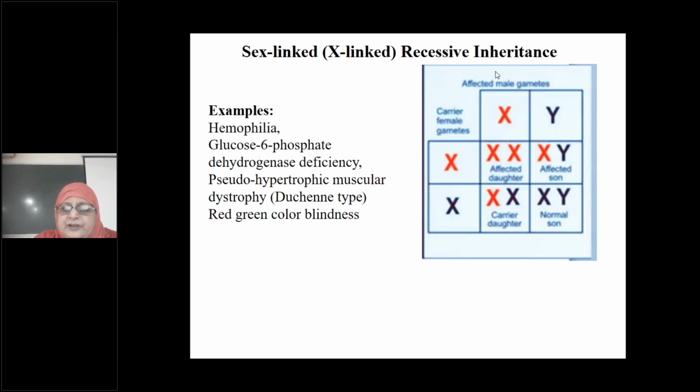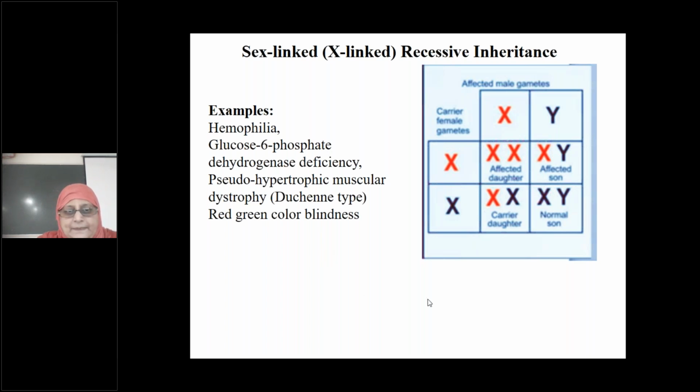Then suppose the male is affected and the female is a carrier, then the possibilities are one daughter will be affected, one daughter will be a carrier, one son will be affected, and one son will be normal. So examples of X-linked recessive inheritance can be seen in diseases like hemophilia, G6PD deficiency, Duchenne type of muscular dystrophy, or red-green color blindness.